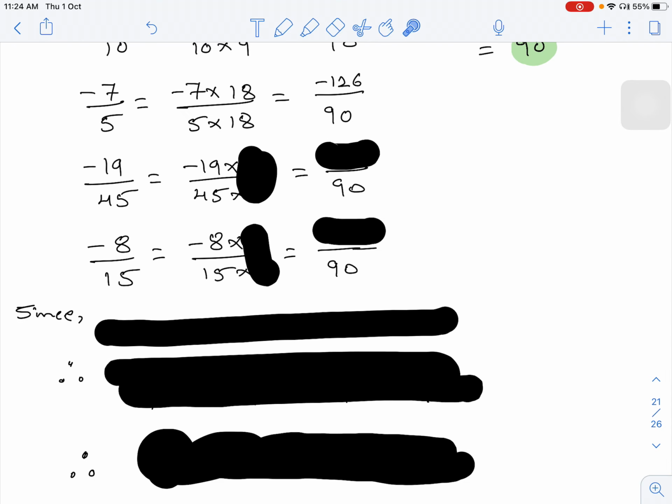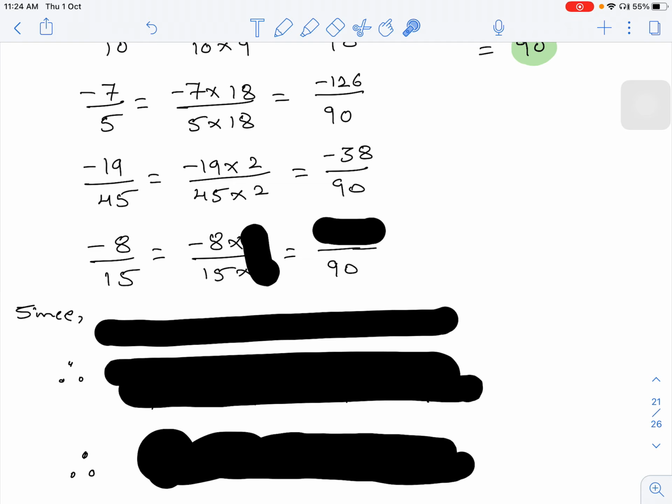Now our next number, we have 45. So we want to make this 45 as 90. By what number should it be multiplied? It should be multiplied by 2. So the same number we will multiply to the numerator. Now again minus into plus will become minus over here, and 19 twos are 38.